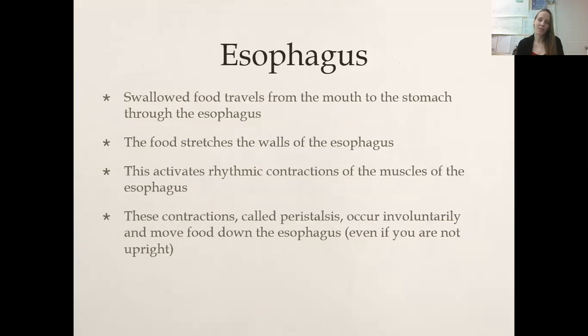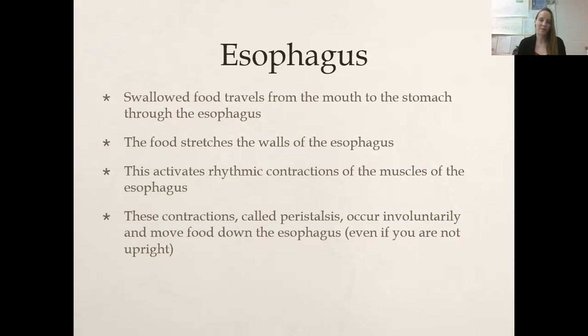Then we have the esophagus, which is the tube going from the opening at the back of the mouth down to the stomach. The food is actually going to stretch out the walls of the esophagus as you swallow a lump of food. And that stretching of the walls of the esophagus activates something called peristalsis, which is like rhythmic contractions of your esophagus that pushes the food down. That is an involuntary movement, obviously.